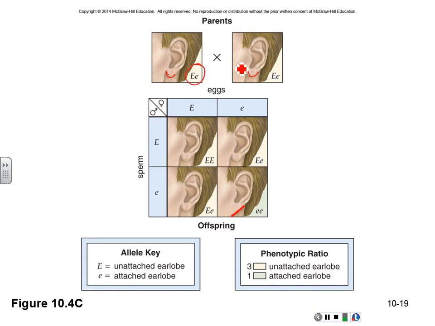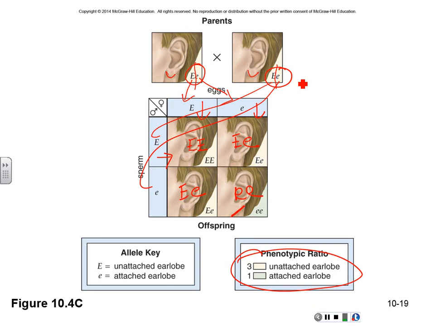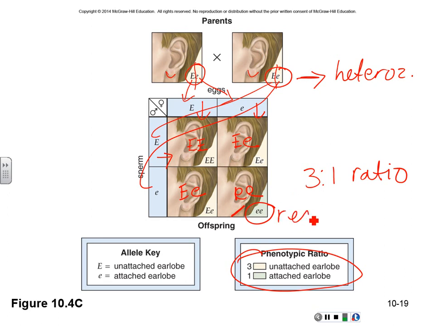So basically what you do is you take these two parents and you split it down the middle, because you know this parent can either give big E or little e to their egg, and this one can give big E or little e to its sperm. So then these letters go down and these letters go across. So this is big E, big E; big E, little e; big E, little e; little e, little e. So if you take two parents that are heterozygous and you mate them, you usually end up with this 3-to-1 ratio where one recessive is going to show up.